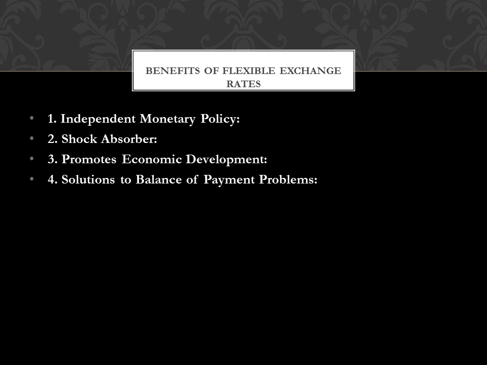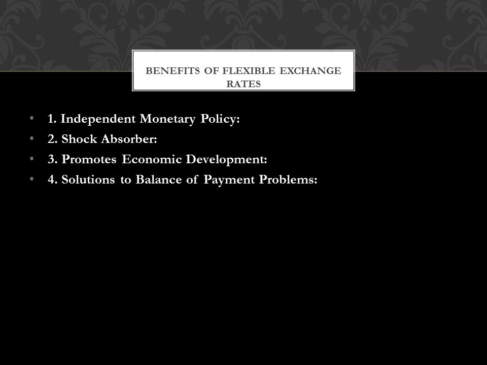It acts as a shock absorber. A fluctuating exchange rate system protects the domestic economy from the shocks produced by disturbances generated in other countries. Thus, it acts as a shock absorber and saves the internal economy from the disturbing effects from abroad.